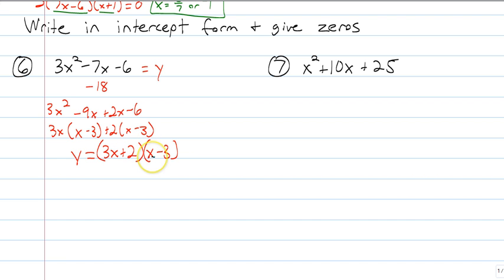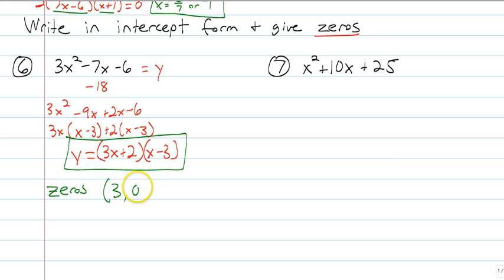This is intercept form, because what does this do now? I can easily find my x-intercepts, the zeros. Those are called zeros. You'll also hear them as roots. Whenever I say the word root or 0 or the x-intercept, those are all the same thing. So now this is my answer for the intercept form, and now I'm going to find my zeros. Again, set each piece equal to 0.